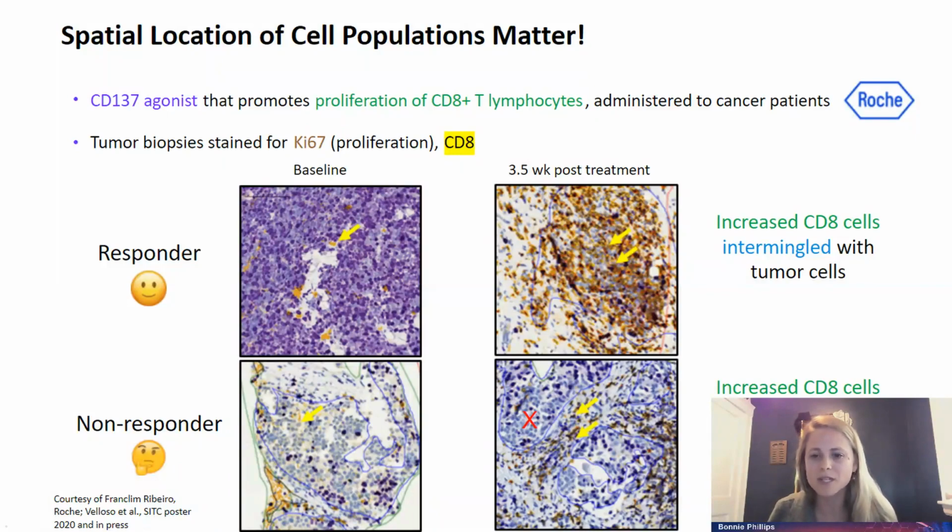In patients treated with this therapeutic, it was shown in biopsies taken both pre- and post-treatment from these solid tumors that, in patients that responded to treatment, there were cytotoxic cells located within the tumor compartment in close proximity to tumor cells. Whereas in the non-responders, these cytotoxic cells were primarily located in a separate environment from these tumor nests. And this just really shows how the spatial location of certain cell populations is really important.